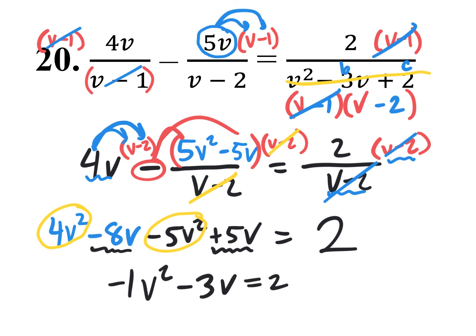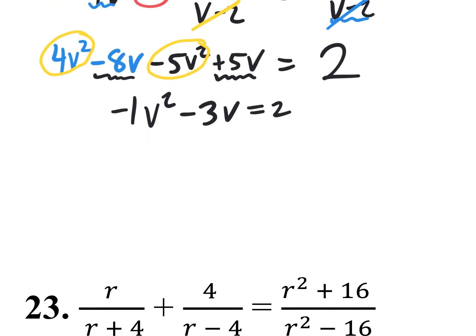Now we could move both of these guys over to this side, making them both positive by adding a v squared and adding a 3v, and then having the plus 2 at the end. Or we could move the 2 over, but then we're going to have to change all the signs by dividing everything by negative 1 to set it equal to 0. Should we move it to the right or to the left? To the right? Okay, so let's move everything to the right.